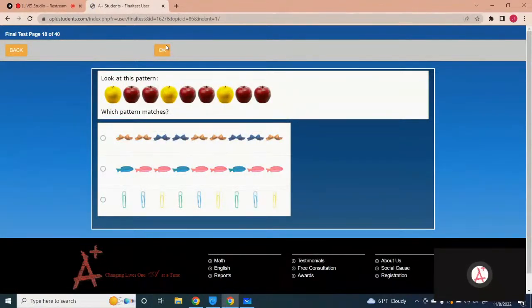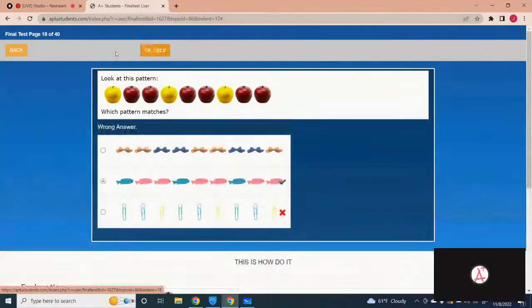Look at this pattern. Which pattern matches? That would be option number... Select the correct option, then click on the OK button. Okay, you can complete the test by yourself later today. Oh, it's option number 2, sorry. Because the first one, option 2, matches the figure. Got it?